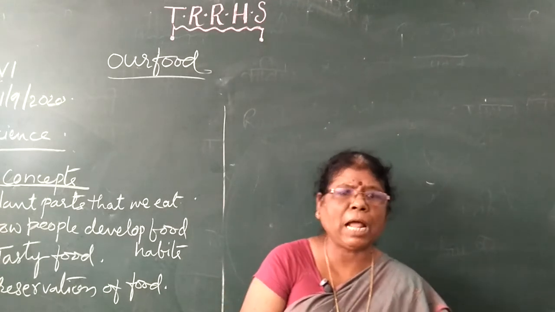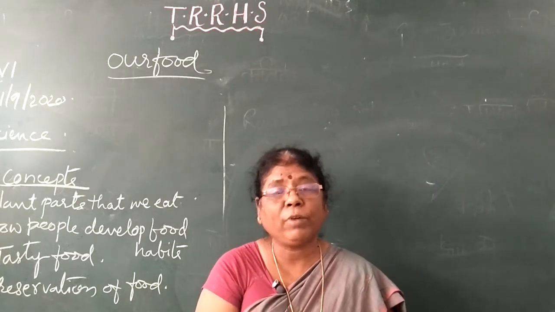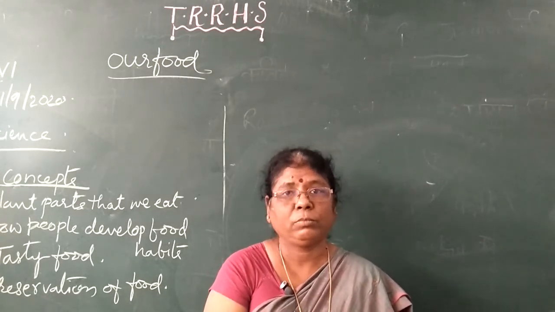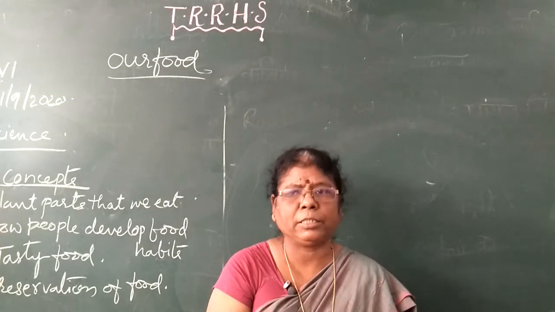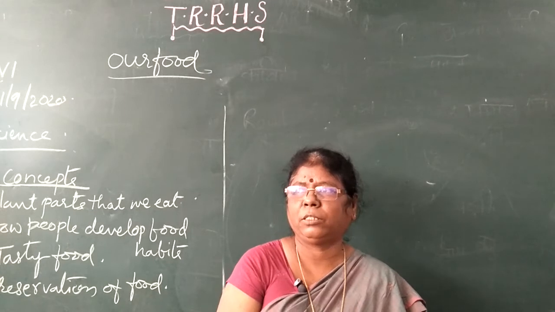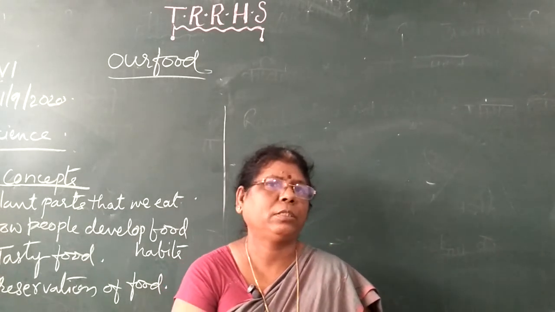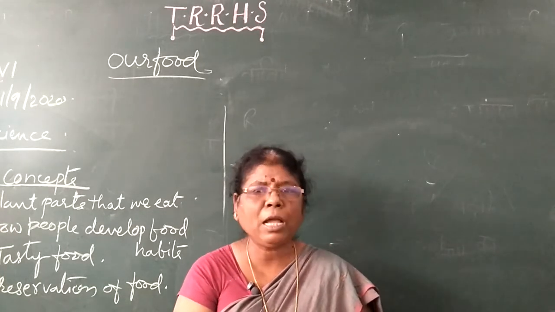Farmers, after harvesting, dry the grains. Why? Because moisture plays an important role in spoiling food. Moisture means water content. It is a plant product, so definitely water will be present. So they dry it up, then seal it in bags.